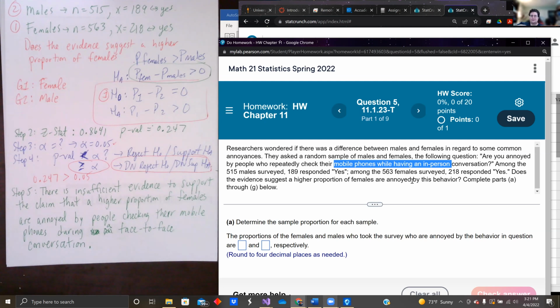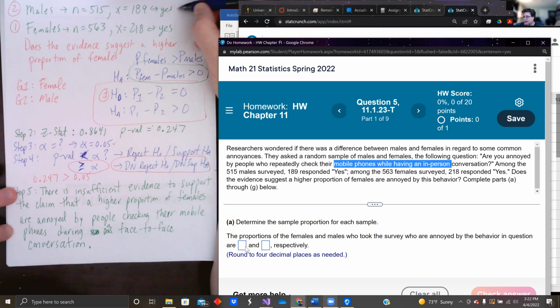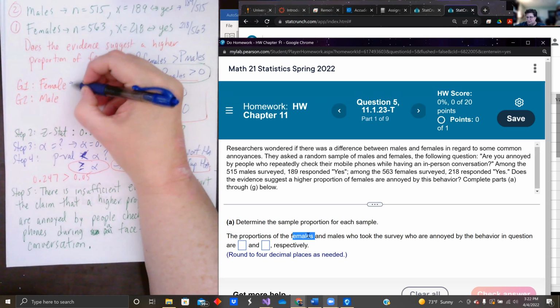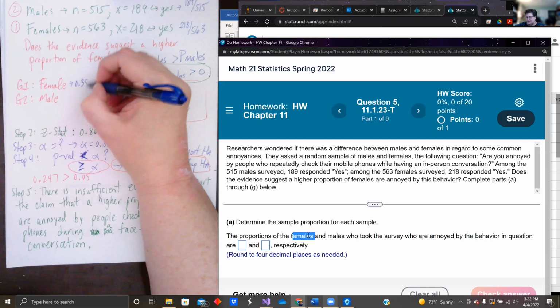They want the proportion of females and males respectively, so I can figure that out up here. We got our info up here. I need to do 189 over 515 for males, and 218 over 563 for females. I can see they want 4 decimal places right there, and they want females first. So I'll calculate females first. 218 divided by 563 equals, to 4 decimal places, 0.3872.